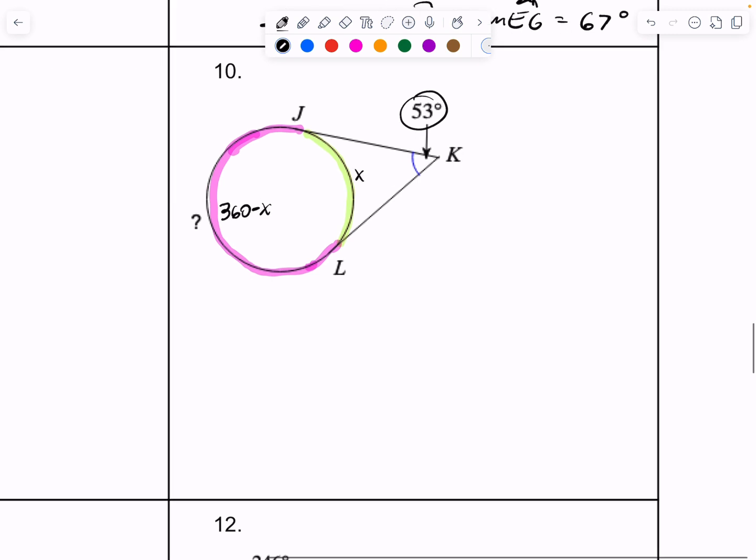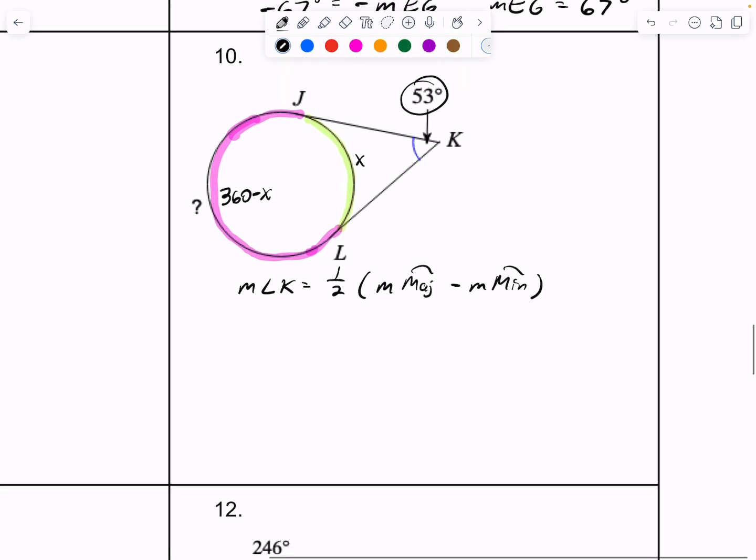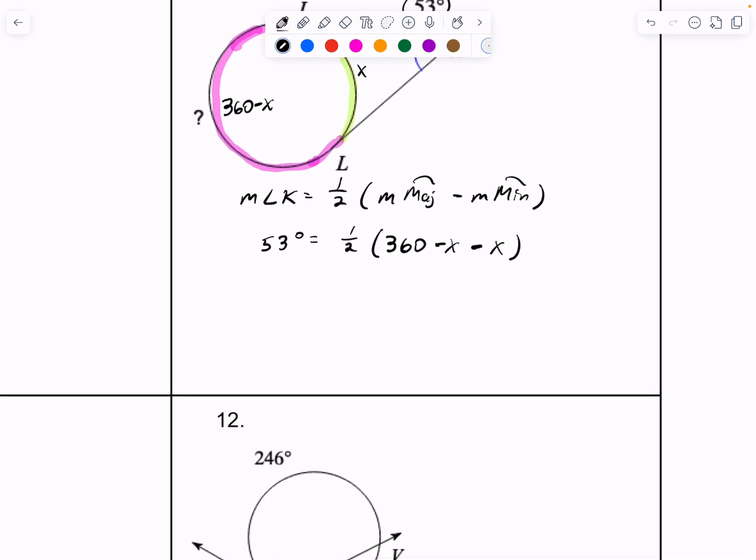So when I set up my equation, let me set it up here. The measure of angle K is equal to 1/2 times the measure of the major arc minus the measure of the minor arc. Okay, so I know this is 53 degrees. This is 1/2. The major arc is 360 minus X, and then minus the minor arc is also X. All right, move the 1/2 over by multiplying by 2 to get 106. And that's going to be minus 2X.